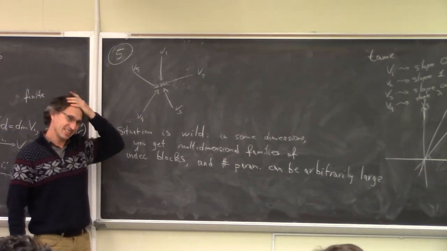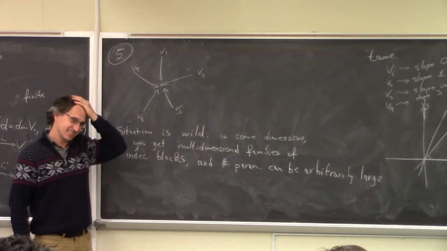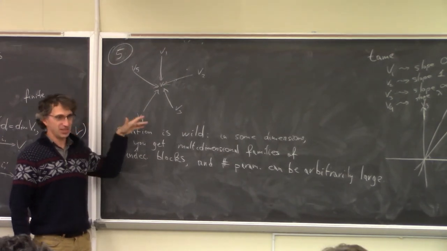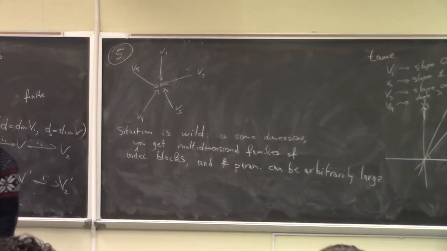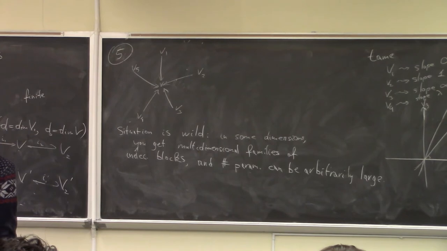Is there an upper bound on how many parameters you may need at any given dimension? At a given dimension, yes. Does it go exponential? No, it's not. I don't think it's exponential. It's polynomial. But it's still that, yes.